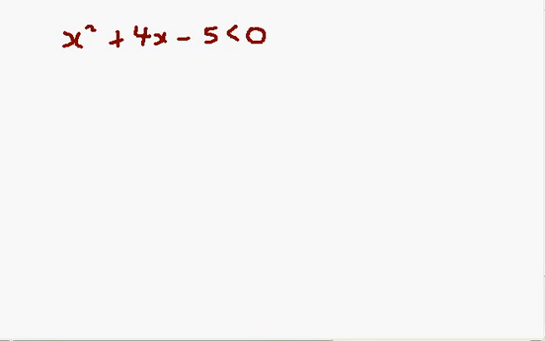Okay, I'm going to talk you through two examples of quadratic inequalities. So the first one we've got is x squared plus 4x take away 5 is less than 0. Okay, so first thing you should be able to notice is that we can factorize this expression. So we're going to get (x plus 5) multiplied by (x minus 1) is less than 0.